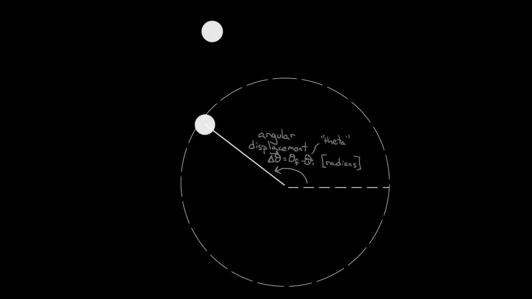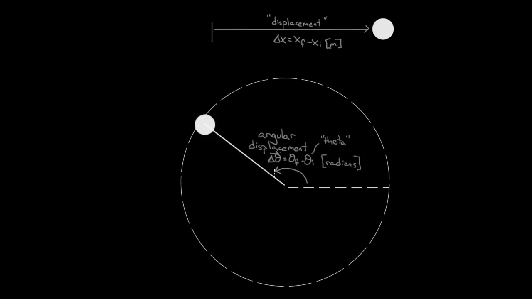And we should mention that this is analogous to how we defined the regular displacement. So if you imagine a tennis ball just going in a straight line, the regular displacement was defined to be the final position minus the initial position, which we called delta x. And that's just usually called the displacement, which is measured in meters.